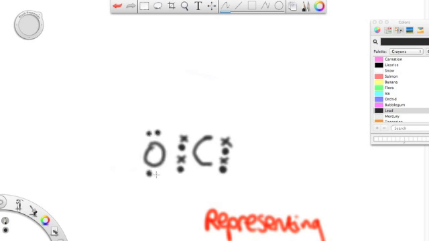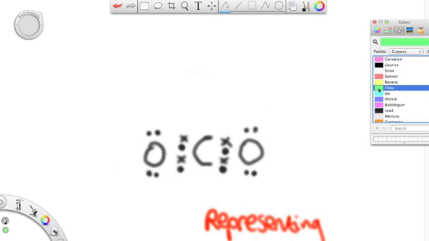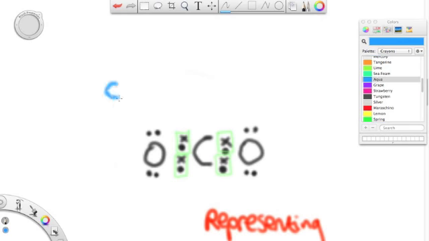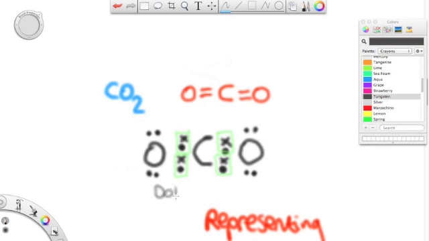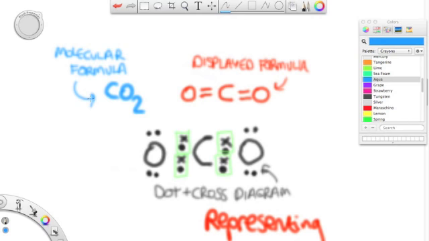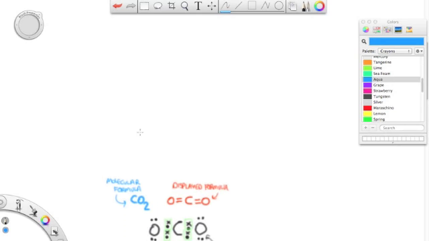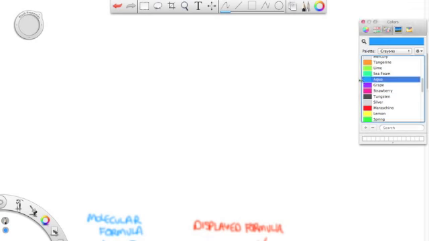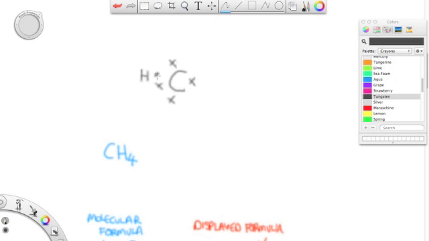We can also draw a dot and cross diagram without the circles to make it even simpler by drawing just the elemental symbols and the dots and the crosses. And I've circled in green each pair of electrons, showing you that each oxygen is bound to carbon by 2 covalent bonds. And we can draw the structure as CO2 or as O=C=O. The red drawing is a displayed formula, and the blue drawing is a molecular formula. And the displayed formula gives more information as it shows you that there are 2 covalent bonds between each carbon and oxygen, which you couldn't tell from the mere molecular formula.